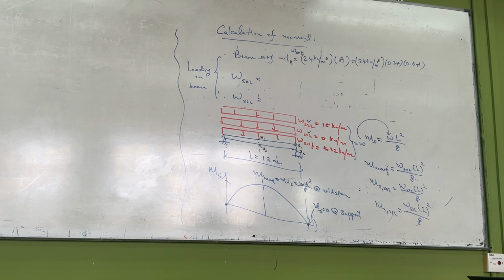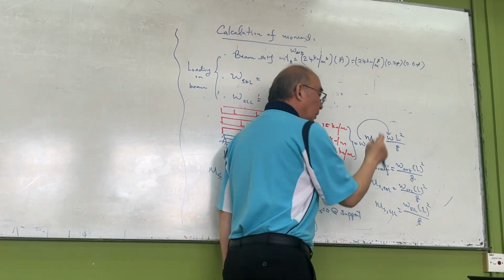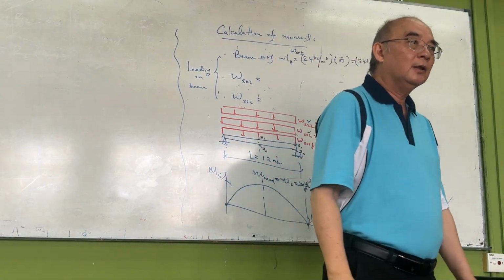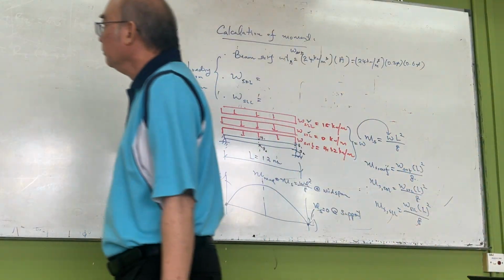Use MS cell weight only. Okay, and then at the service load, you use P effective and MS total. MS total means this one plus this one plus this one. Understand? Yeah? Alright.